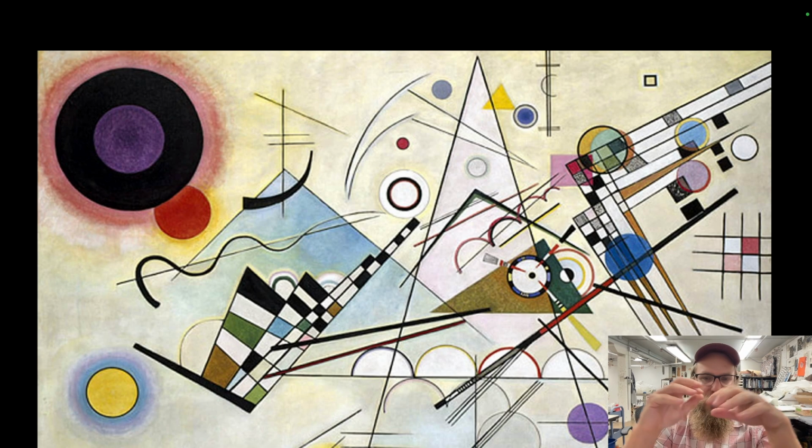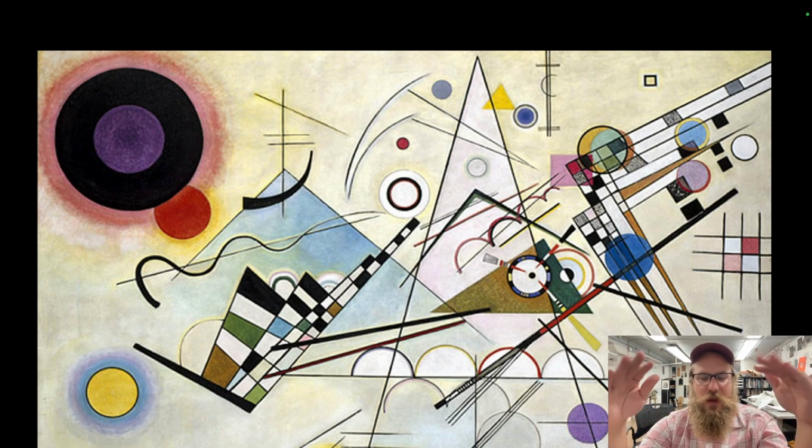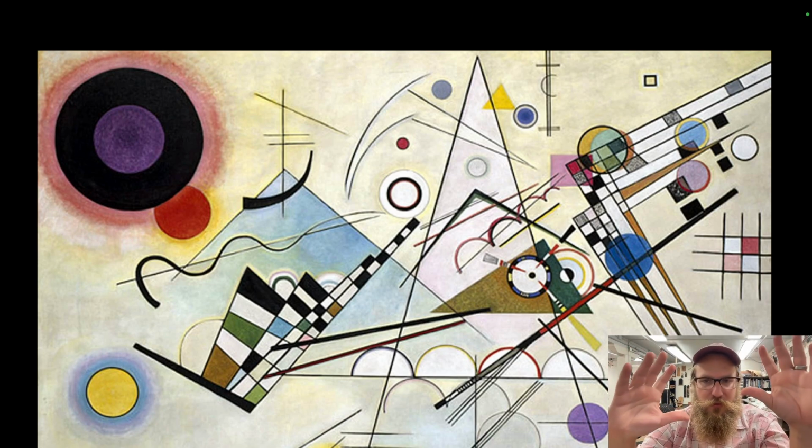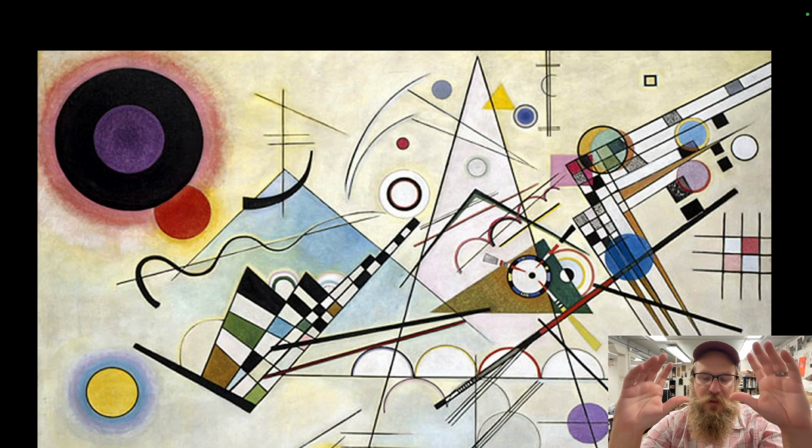Think about all the lines that are moving out of the composition and yet how your eye keeps diving back in. It's stable, even though some of the elements even feel like they're moving, but it's stable enough that we aren't falling out of it.